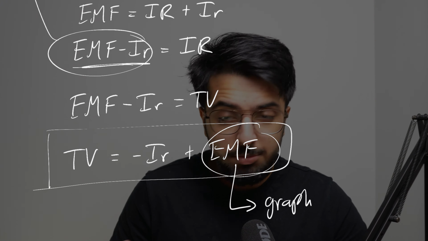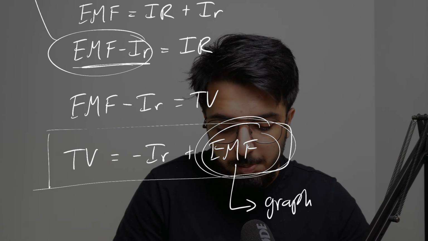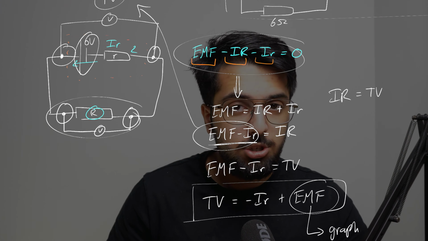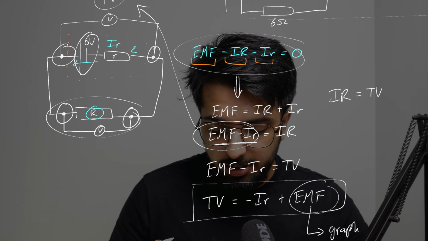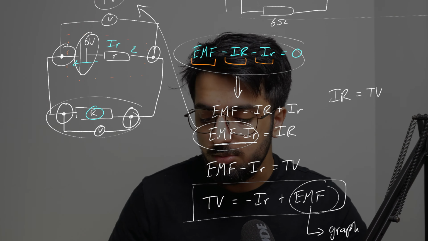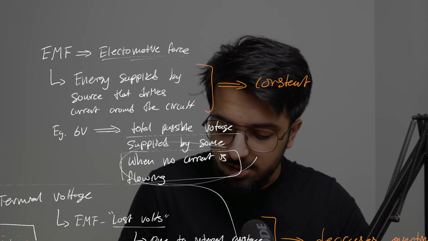All right, and the reason why we have to do this method is because we can't actually measure our EMF. The minute we try to measure our EMF, we're putting a current through the circuit, and therefore that is no longer our EMF, because remember, our EMF is when no current is flowing, okay?